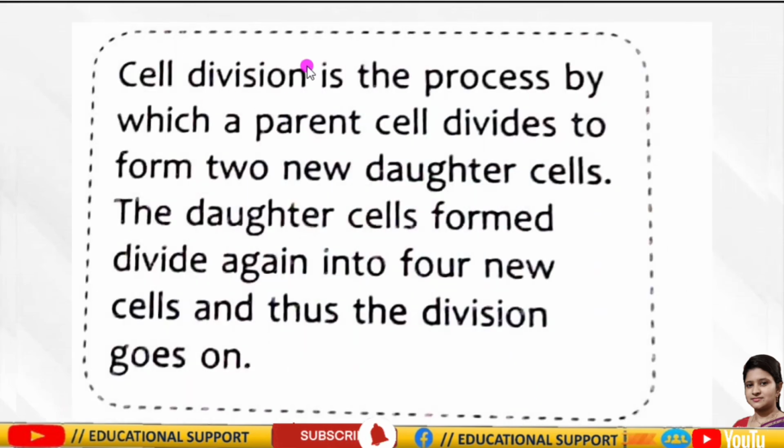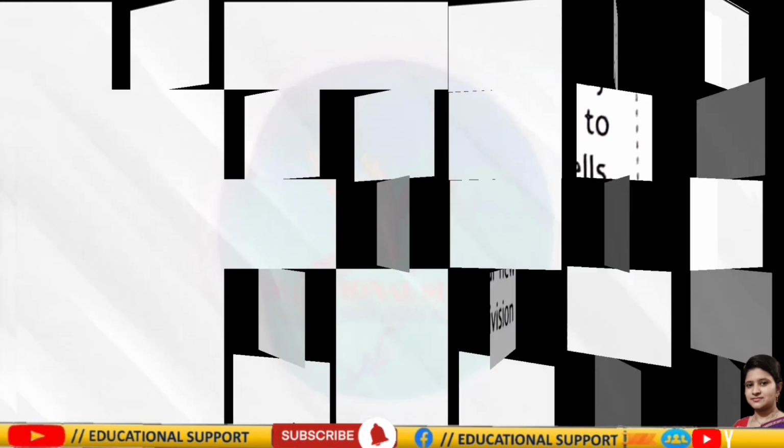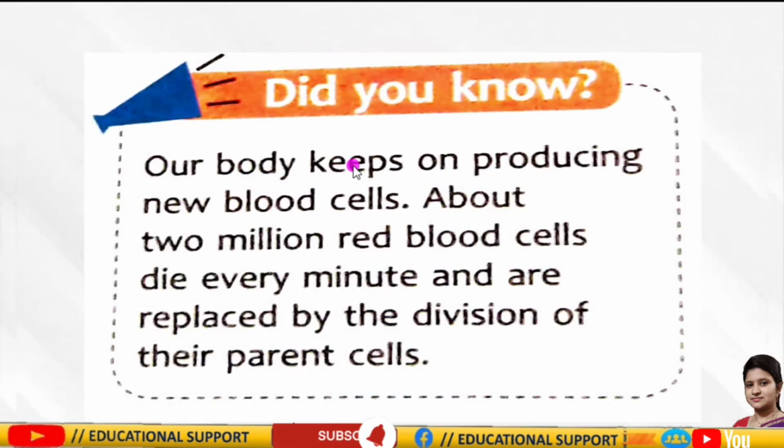Next, cell division is a process by which a parent cell divides to form new daughter cells, and these daughter cells divide again into 4 new cells, and thus the cell division goes on. This is the actual process of cell division. Next, our body keeps on producing new blood cells. About 2 million red blood cells die every minute and are replaced by the division of their parent cells. So this is very important.